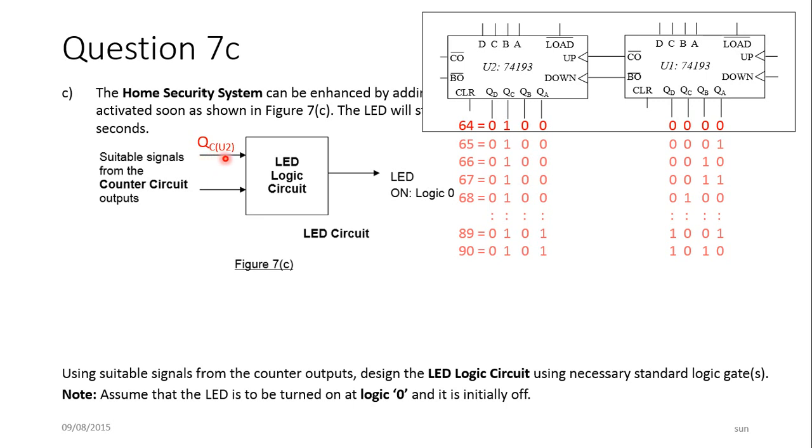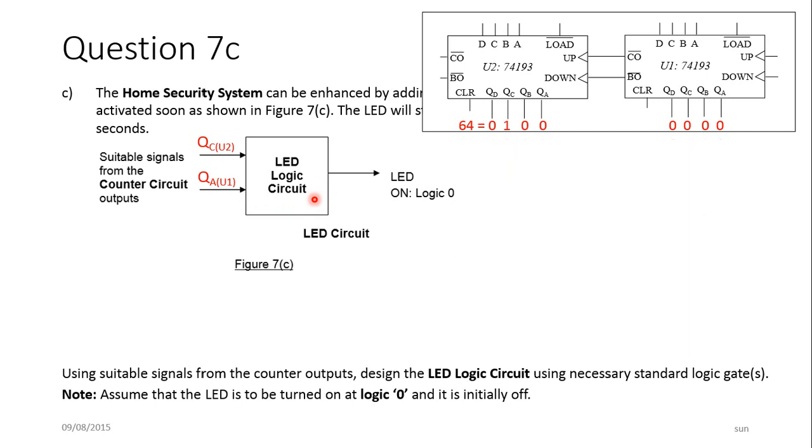As for the 0.5 Hz, we can get it from bit 0 or QA of U1, as it will toggle every clock, and hence the input clock will be divided by 2. Since the input clock is 1 Hz, this output will produce 0.5 Hz. So QA of U1 will be the 0.5 Hz input for the LED logic circuit.